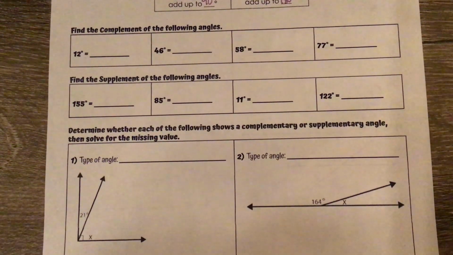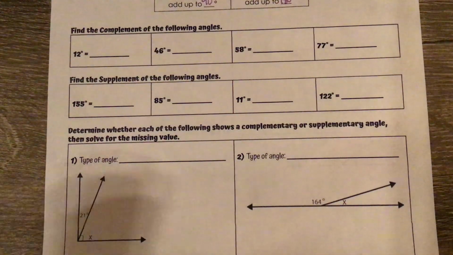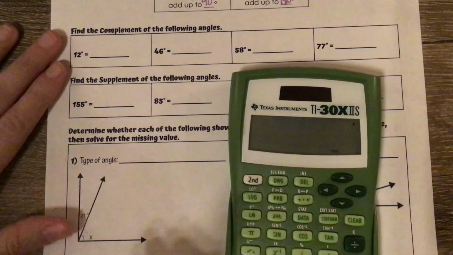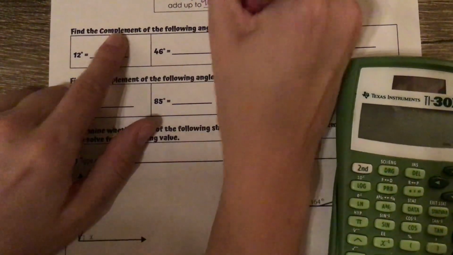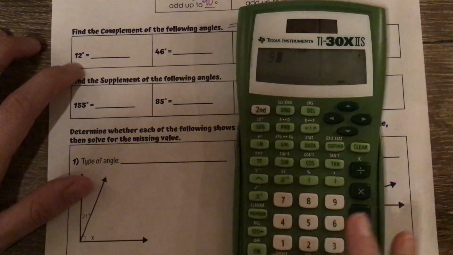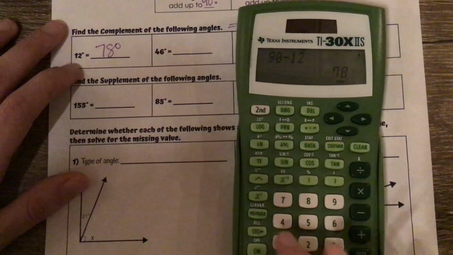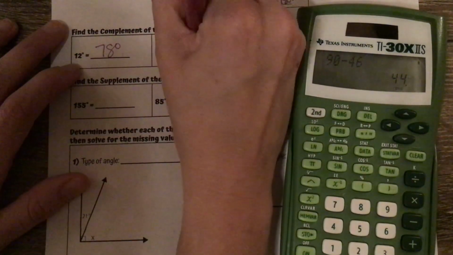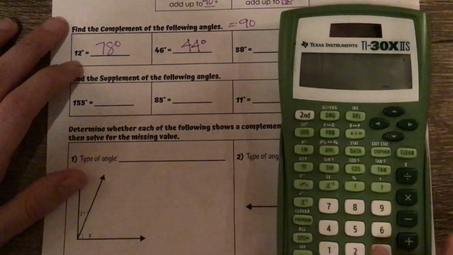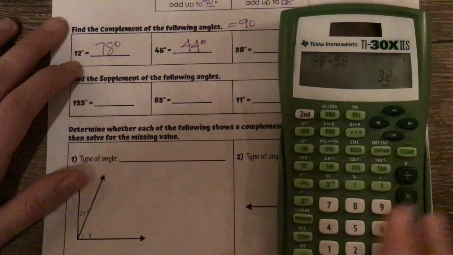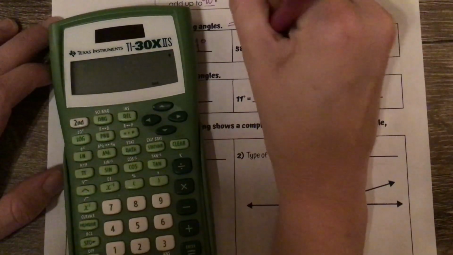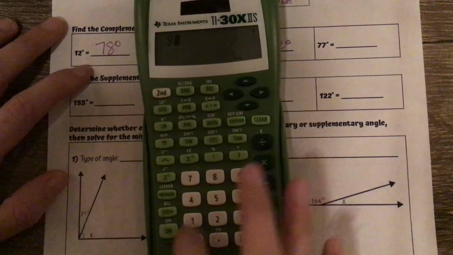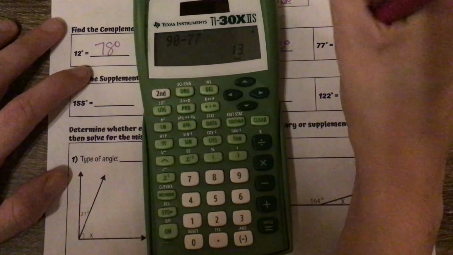So we could just be given some angle measures and asked to find the complement or supplement. So we know complementary, they should equal 90. So I'm just doing 90 minus 12 is 78. 90 minus 46 is 44. 90 minus 58 is 32. And 90 minus 77 is 13 degrees.